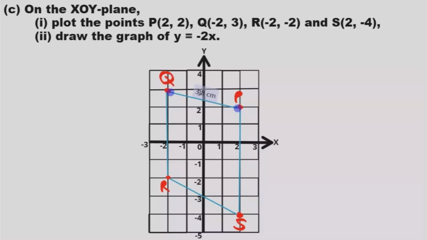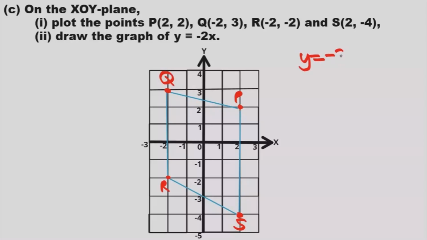Okay, now once we have done that, we can go ahead and go to question 2. So for question 1 we are done. So question 2, draw the graph of y is equal to negative 2x. Y is equal to negative 2x. So for us to come up with this, we are going to rewrite this expression, which is y is equal to negative 2x.